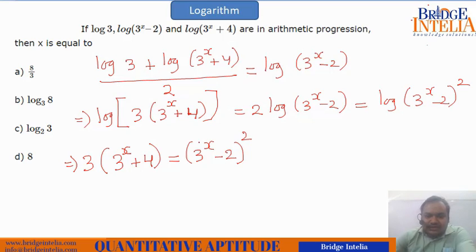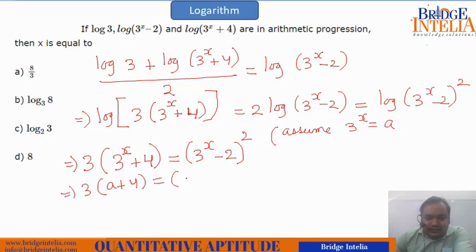Now the question is, how do we find the value of x? So how to solve this? Assume 3 to the power x to be equal to a, and let us see how it changes. So now the equation becomes 3 times a plus 4 is equal to a minus 2 whole square. So now let's solve for a.